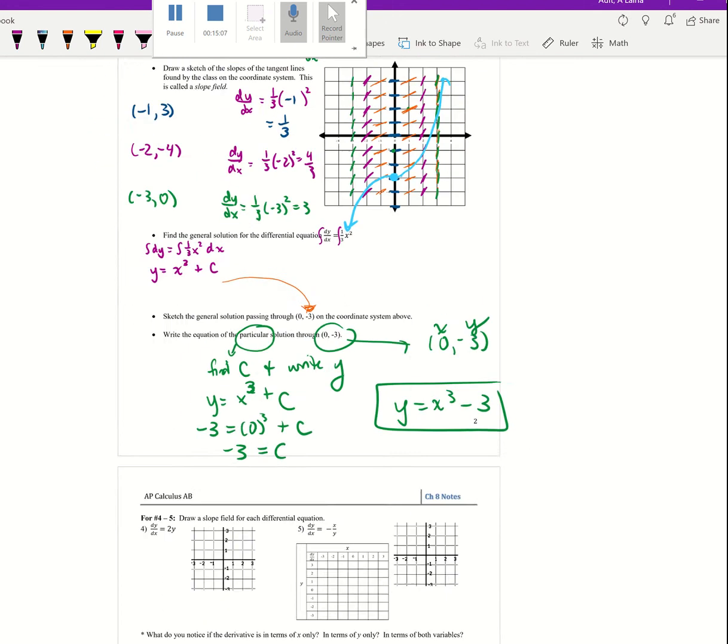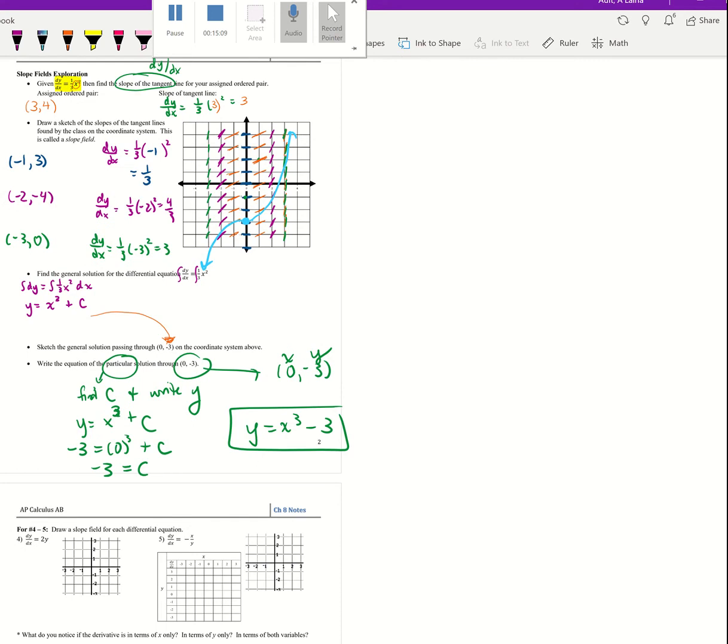And that's actually the equation of this blue curve that I drew. And I also want you to know that that blue curve can be modeled by the path, the direction of all the slopes in the slope field. You can almost think of this like a connect the dot.